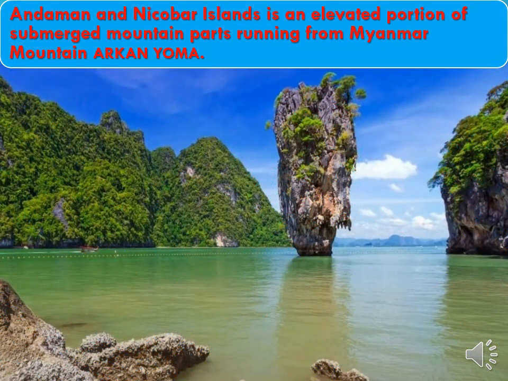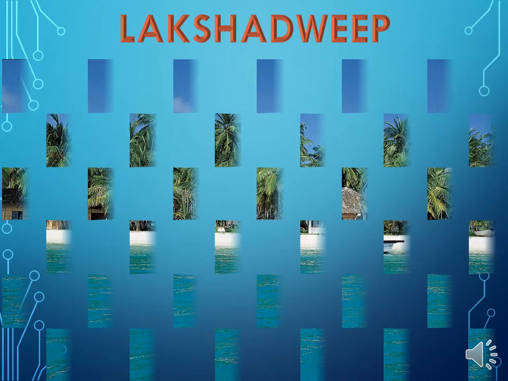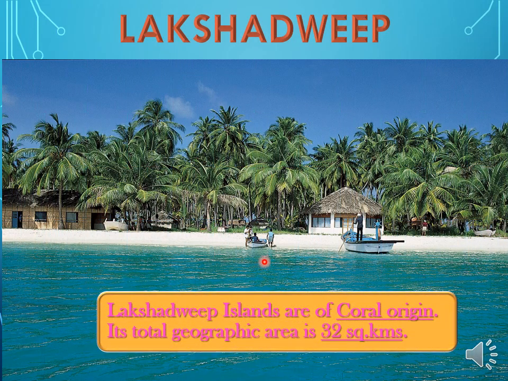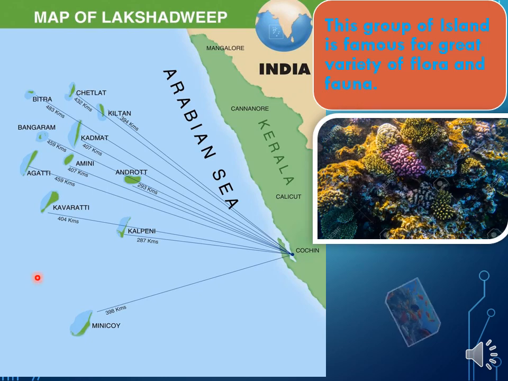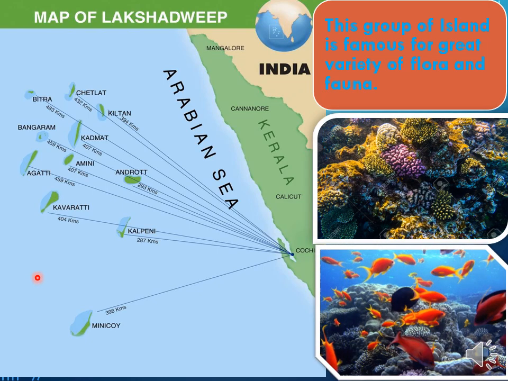This is a picture of the Andaman and Nicobar Islands. Now let us move to the Lakshadweep Islands. It is only 32 square kilometers. Now let us see the features of the Lakshadweep Islands. The Lakshadweep Islands are of coral origin. You can see these are the coral reefs, and there is a great variety of flora and fauna present in this area.